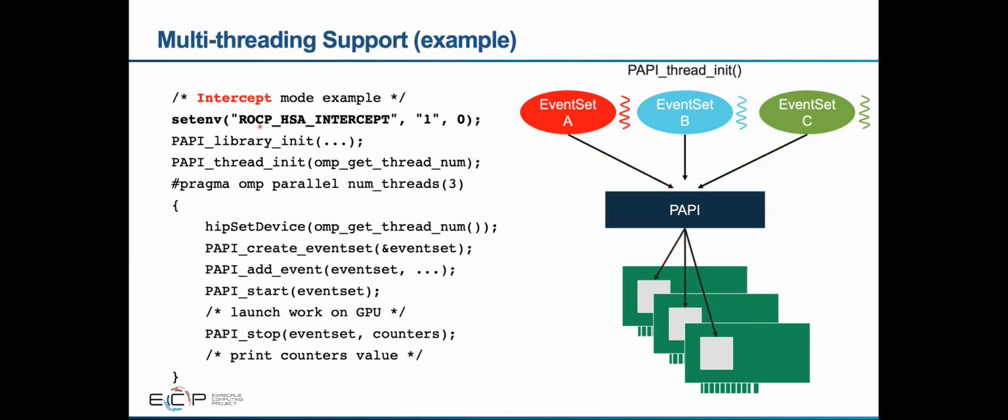Intercept mode is exactly the same code. The only difference is that the ROCm intercept environment variable is set to 1 instead of 0. And in this case, each of the threads is allowed to monitor all the GPUs, whereas in the previous case, each thread was only allowed to monitor the corresponding GPU to avoid conflicts.